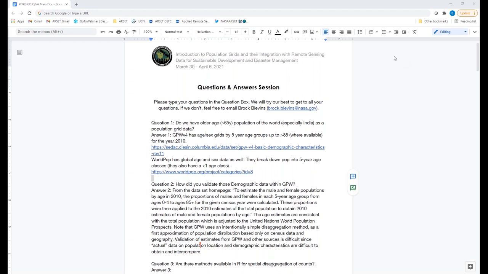So we do have older age gridded data, as long as there was such an age class in the census inputs. So where available, we gridded the data at 5-year age groups up to 85 plus. So we do have data available for those years in GPW4, and WorldPop as well has global age and sex data in 5-year age groups.